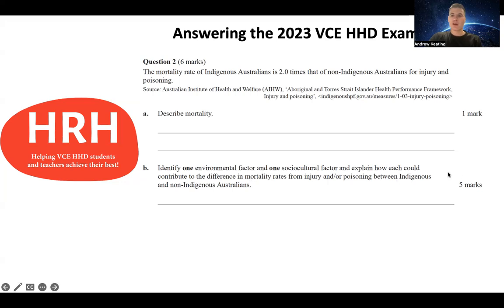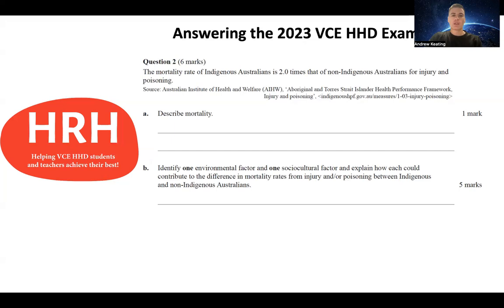And then B was worth 5 marks, which is a little bit unusual in the HHD exam, but it asks you to identify an environmental factor and a socio-cultural factor, and then explain how each could contribute to differences in mortality rates from injury or poisoning between Indigenous and non-Indigenous Australians. So hopefully you'll recognize this as a Unit 3, Area of Study 1, population groups type question.